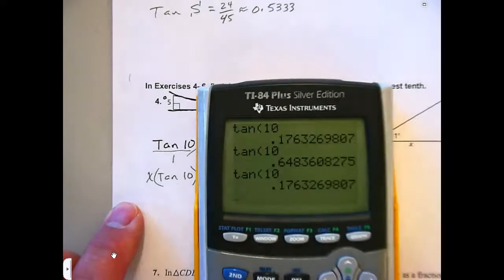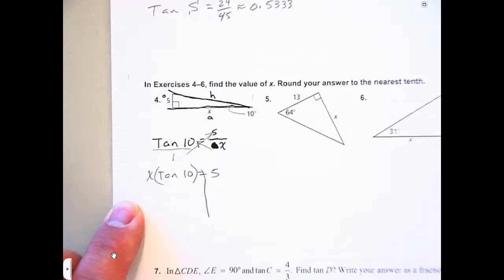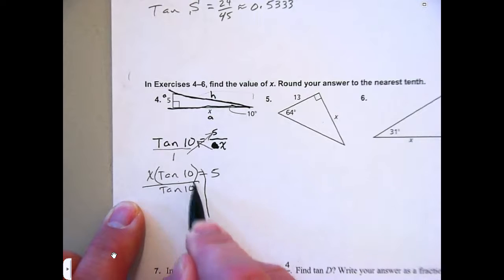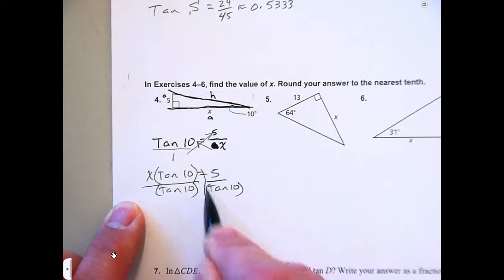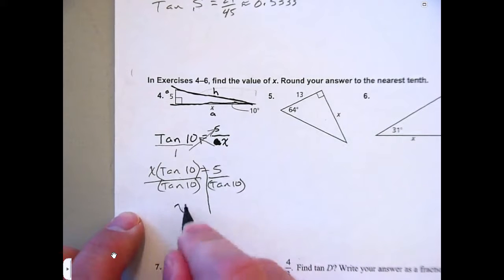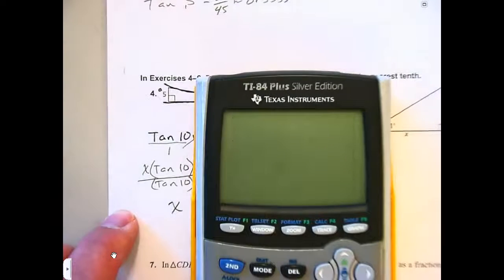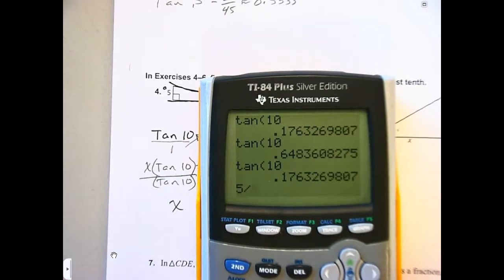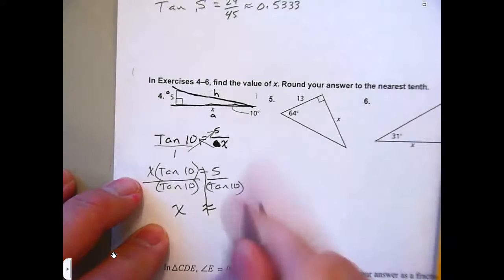Now you do not round this. You keep it as tan 10 and divide both sides by tan 10. You get x is approximately, and that's where you actually put in 5 divided by tan 10, 28.4.